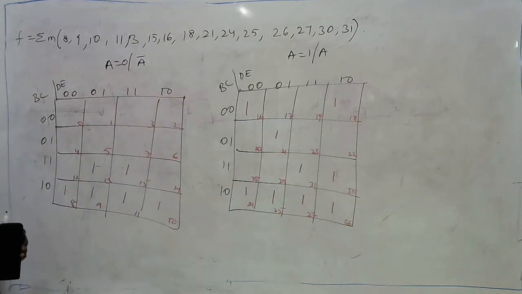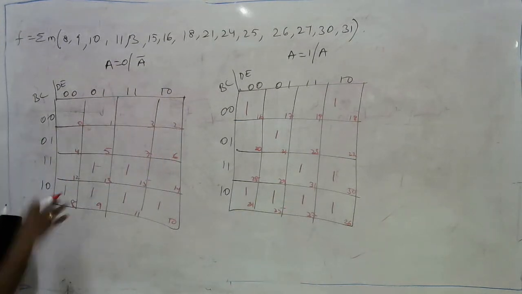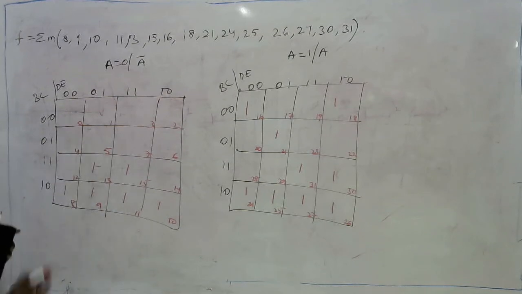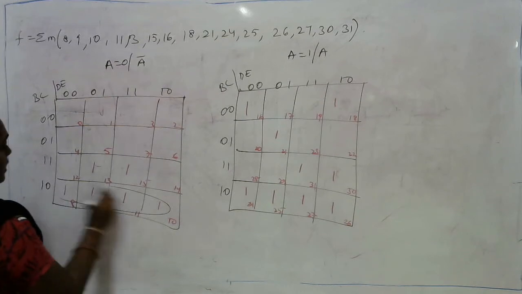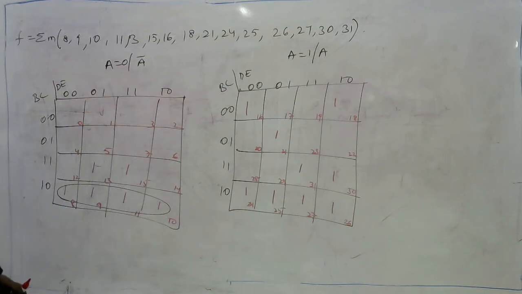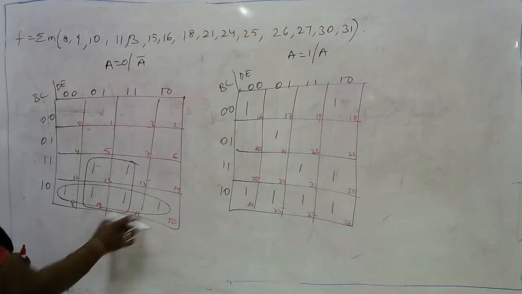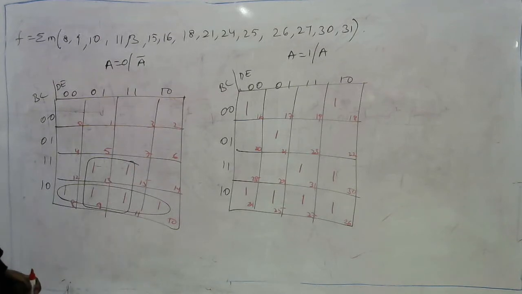Now, let us first do it individually. So first combine the cells which are present in the first K-map. In the first K-map, these four cells are adjacent to each other, and these two are adjacent, these four are adjacent, which means this will become one quad, and this will become one quad.